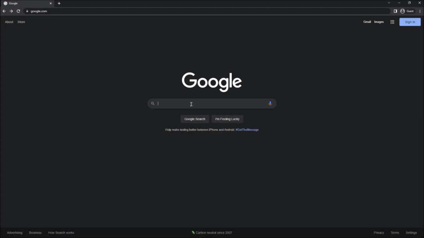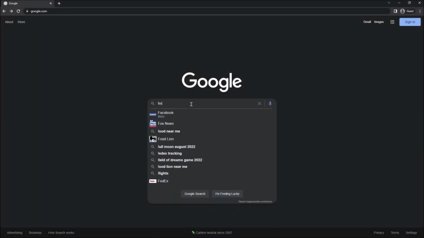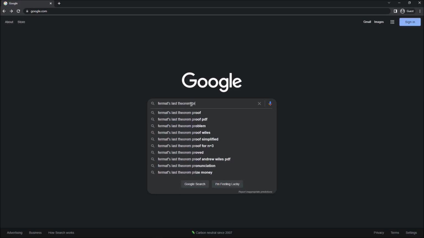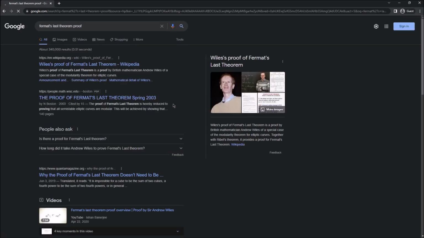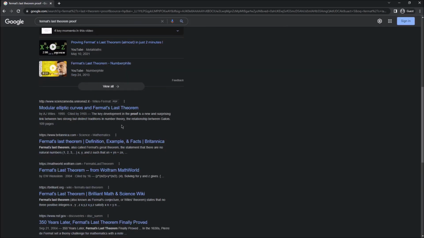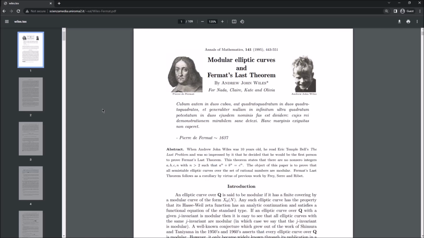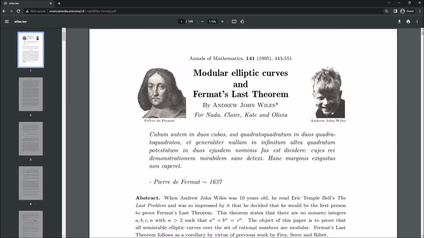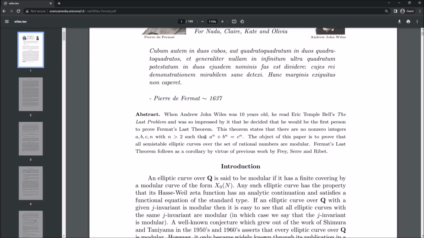So we stroll on over to Google and search for the proof. We don't want a summary, let's look for the real paper. Alright, here we go. Modular elliptic curves in Fermat's last theorem. Seems like an actual technical paper. It's in the Annals. Alright, seems legit.